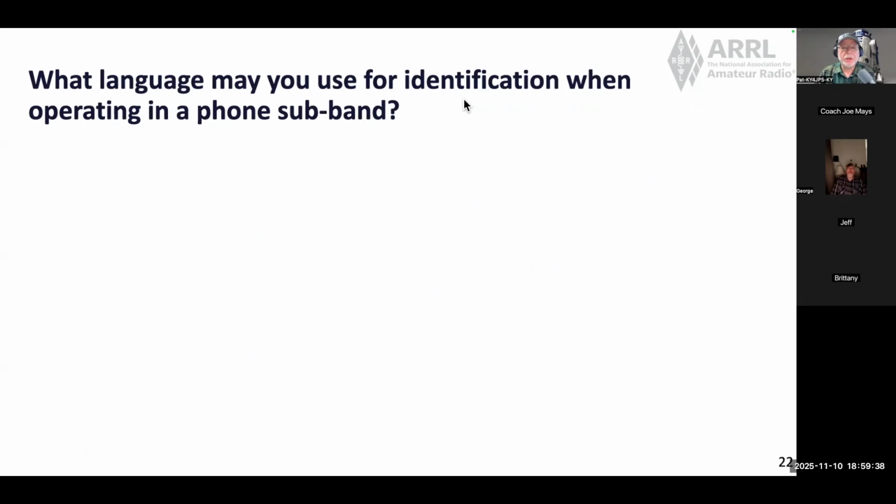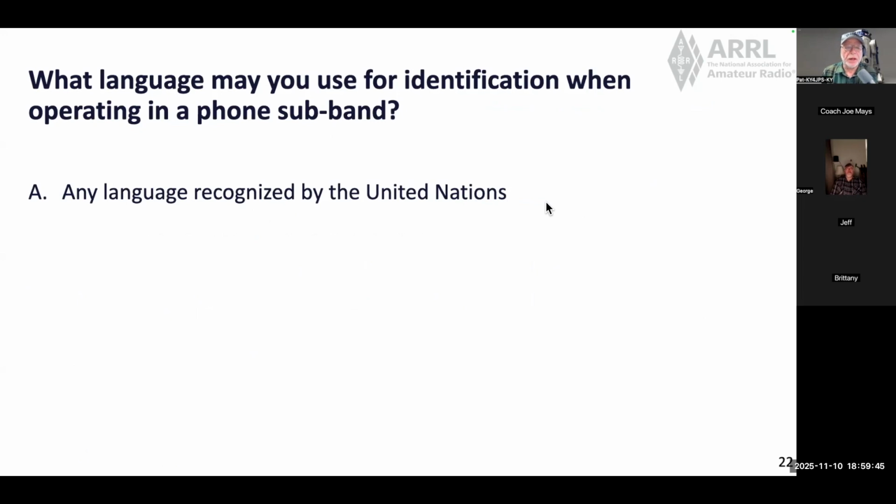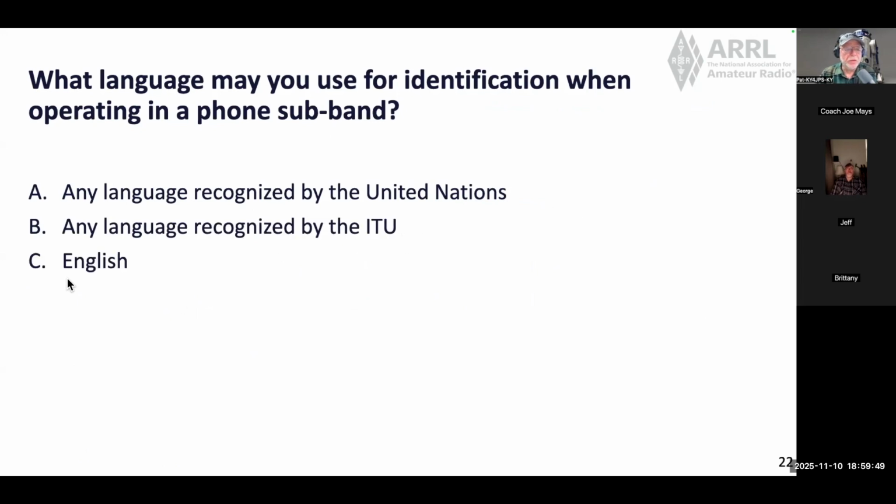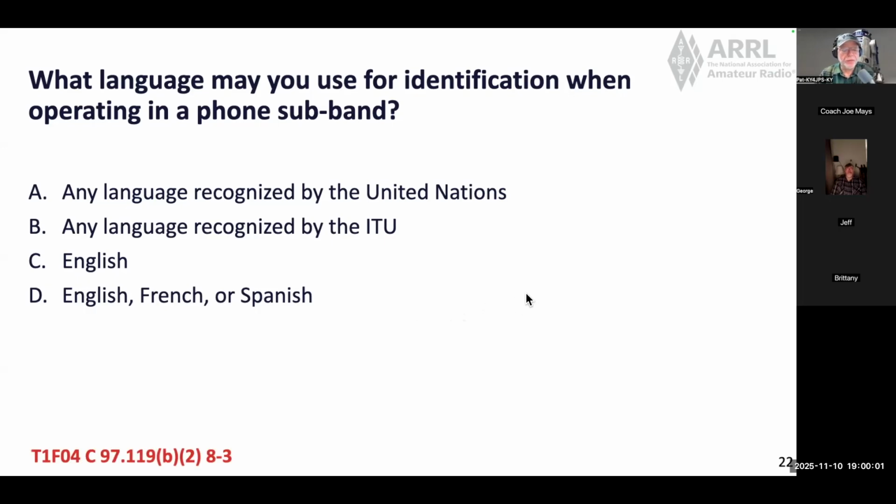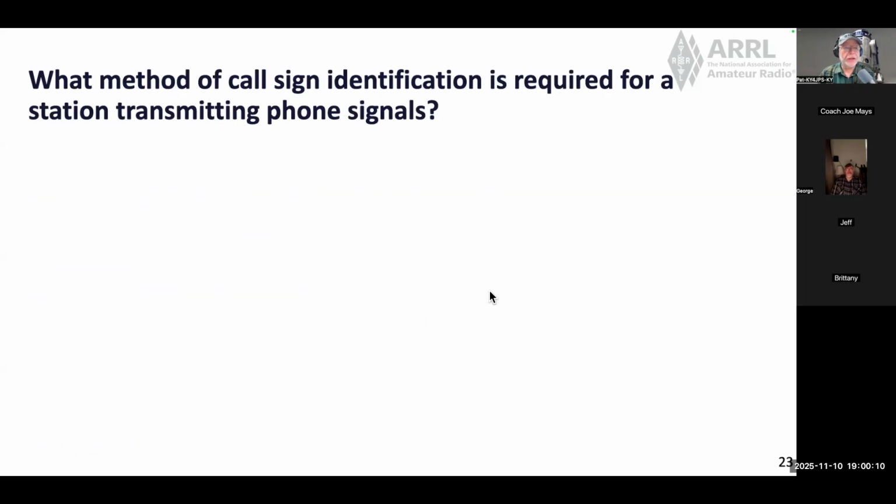What language may you use for identification when operating in a phone subband? Any language recognized by the United Nations? Any language recognized by the ITU? English? Or D, English, French, or Spanish? English. C, it's going to be English. You should identify, even if you're speaking in French, when you identify, you give your call sign, it should be in English.